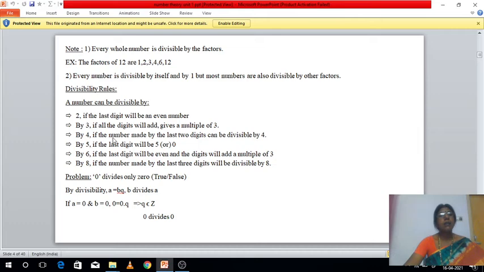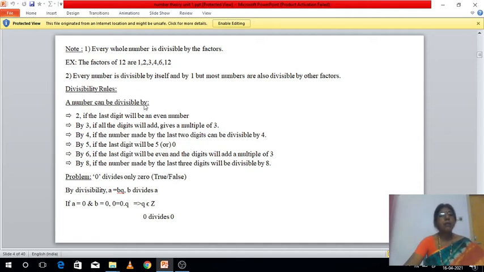A number is divisible by 4 if the number made by its last 2 digits is divisible by 4. We have a number with 10 digits. How can we observe whether the number is divisible by 4 or not? Just take the last 2 digits, the right-side digits. If the last 2 digits are divisible by 4, then the total number is divisible by 4.